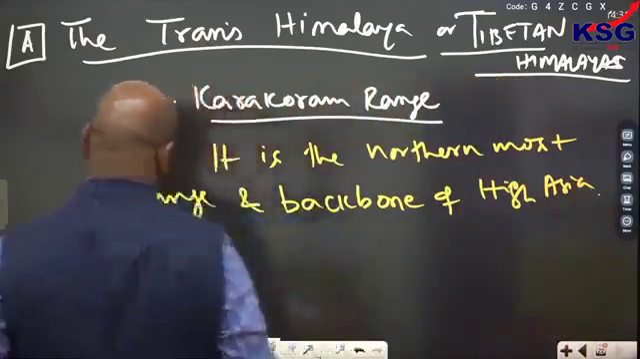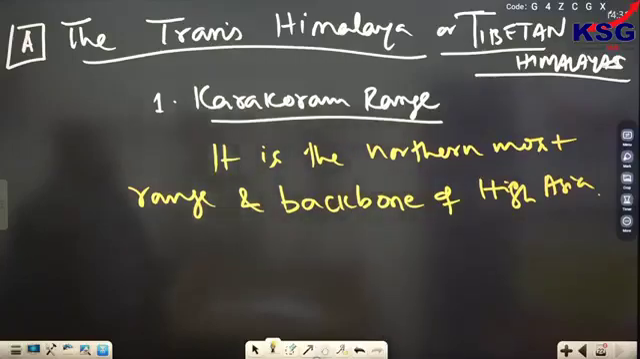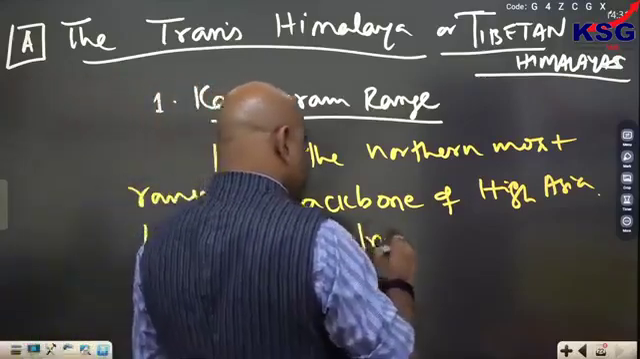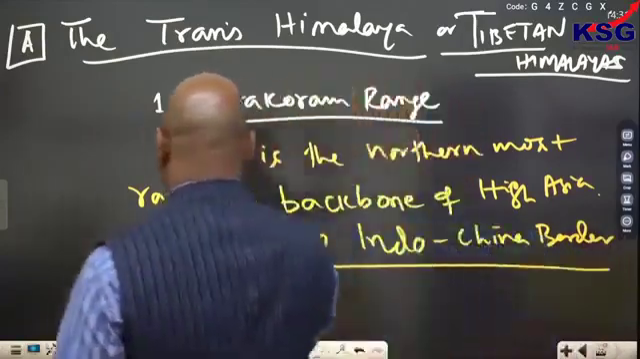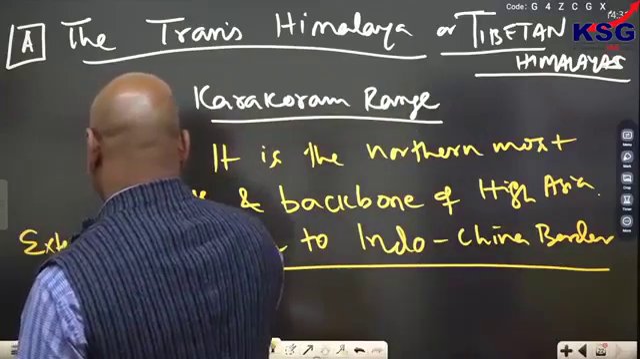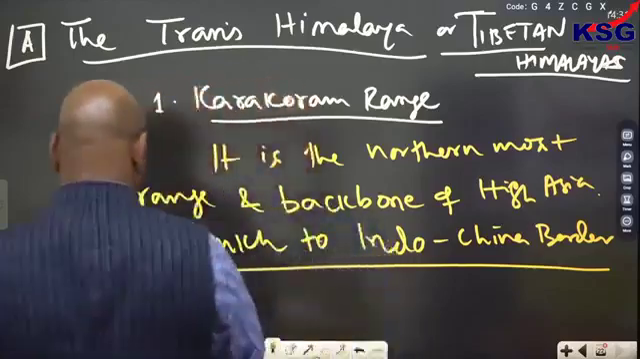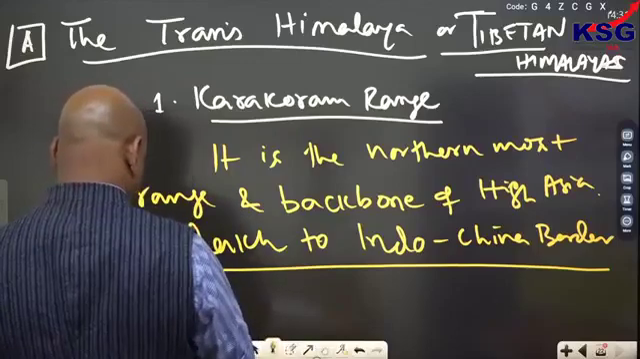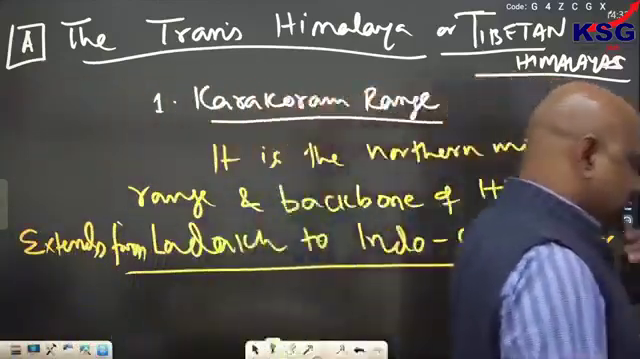Okay, Karakoram range. Can you see this range? The Karakoram extends from northwest to southeast, from Ladakh to Indo-China border. Okay. So it extends from Ladakh to Indo-China border.